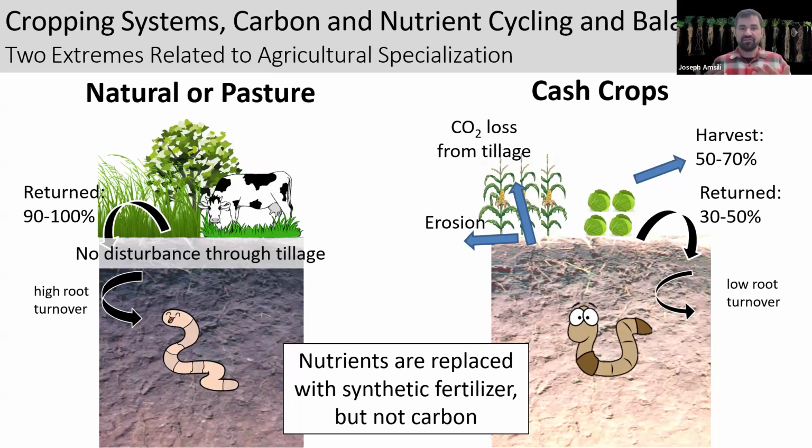And in some of our conventional systems, nutrients are replaced with synthetic fertilizer, but that organic matter and carbon that's lost through crop export and these losses from tillage and erosion don't tend to be replaced, which leads to soil degradation, as you all are familiar with.